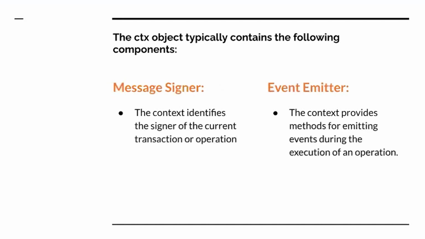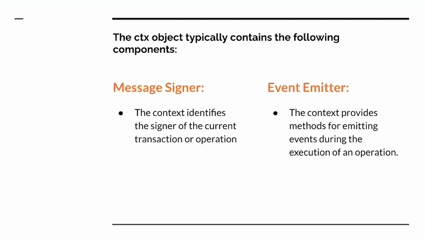Third is the message signer. The context identifies the signer of the current transaction or operation. It includes information about the account associated with the signer, such as addresses or public key. This allows authentication and authorization checks in the application, so we can check if the user is authentic or authorized to do a particular transaction or not.